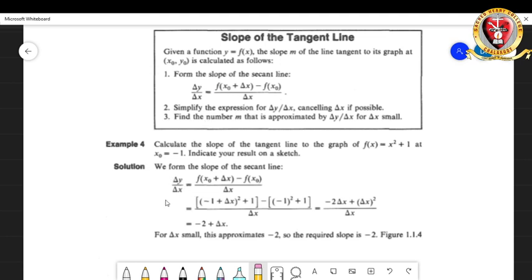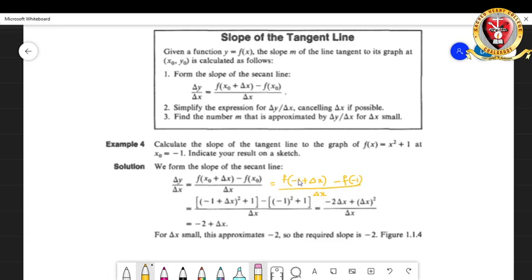Okay, so delta y by delta x is equal to f of x naught plus delta x minus f of x naught divided by delta x. And follow the substitutions. That means instead of x, at first you have to put x naught plus delta x. Here x naught is minus 1. So in order to make it more clear, this is equal to f of minus 1 plus delta x minus f of minus 1 divided by delta x.